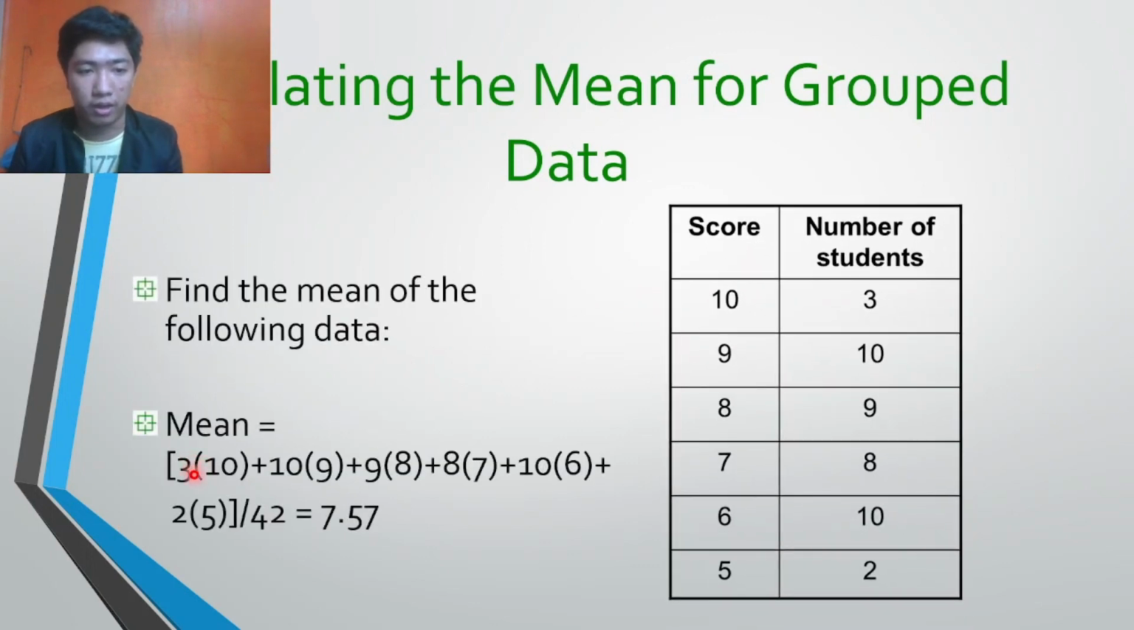So looking back, it's 3 times 10, 10 times 9, 9 times 8, 8 times 7, 10 times 6 plus 2 times 5, over 42, which equals 7.47. So this is our mean for the data that was given.